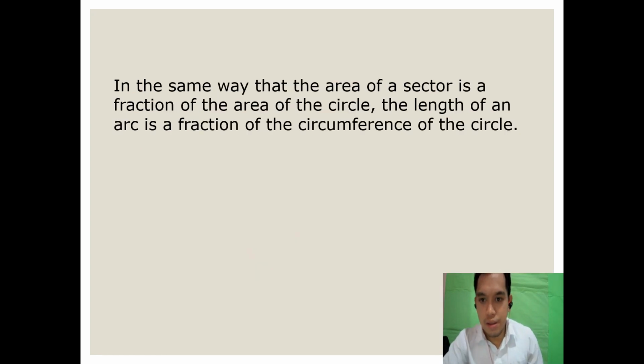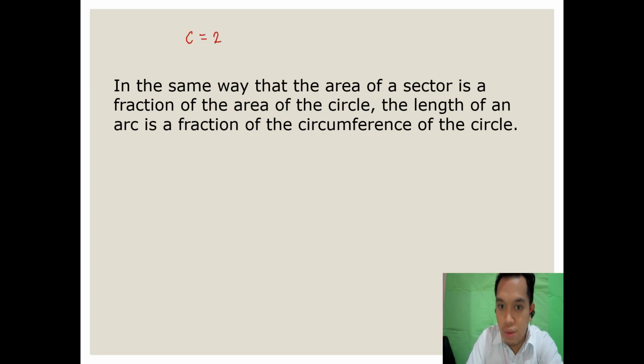Okay, so next is in the same way that the area of a sector is a fraction of the area of the circle, the length of an arc is a fraction of the circumference of the circle. Okay, so how are we going to find the circumference of the circle? As you can still remember, to find the circumference of the circle, that is C equals 2 pi r. Okay?